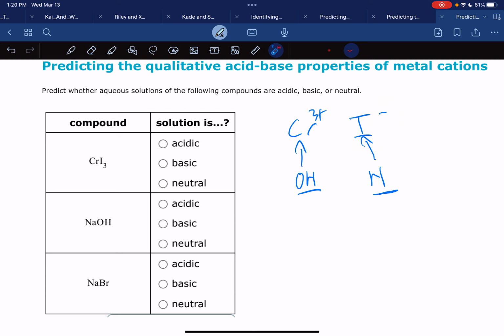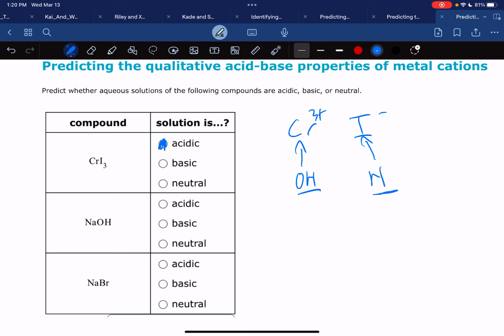On the other hand, Cr3 plus, if we put it together with OH minus, we'll realize that would be a weak base, which means that this is going to be a weak acid. So this part is going to be acidic, and this part right here is going to be neutral. So what does that mean if you have one part that's acidic and the other part that's neutral? It means overall you're going to be acidic.